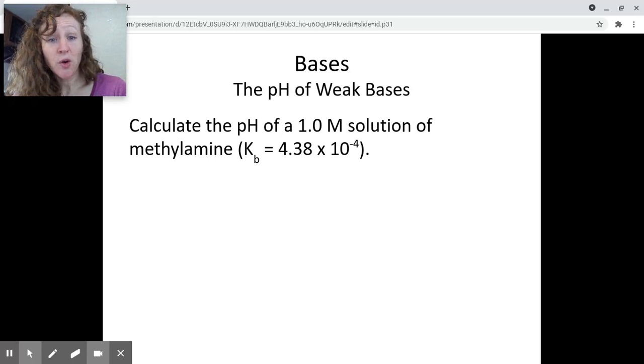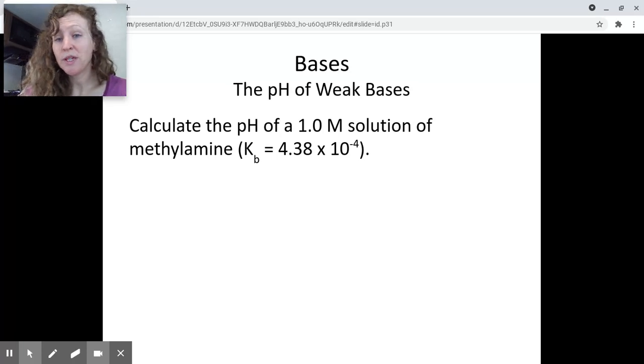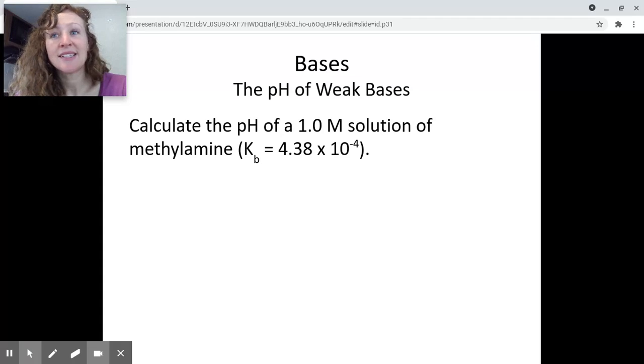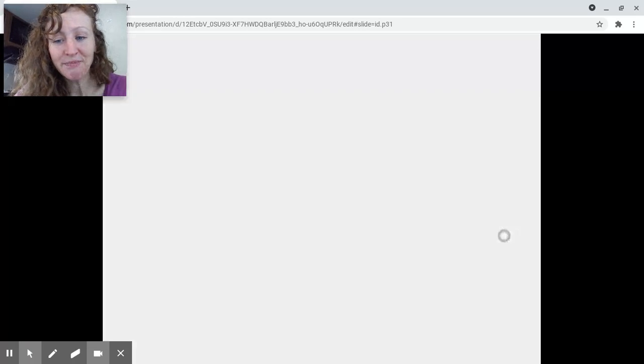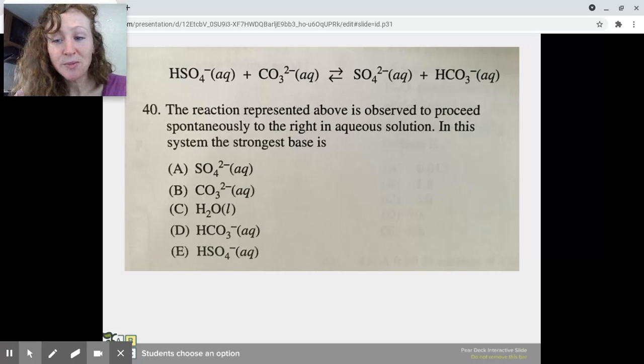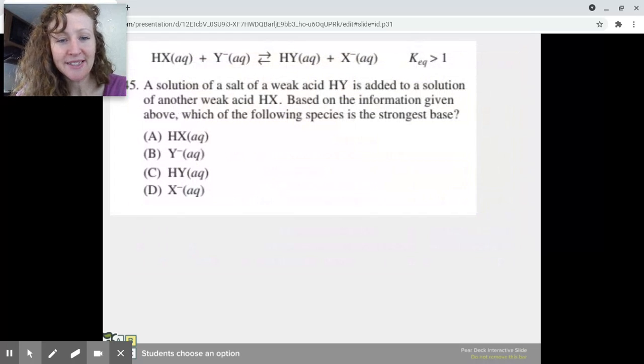Okay, so here's another example of what we just did. We can go through and do this one in class. It's for methylamine. It would also be a good one to practice our organic naming on as well. And we'll do this practice together.